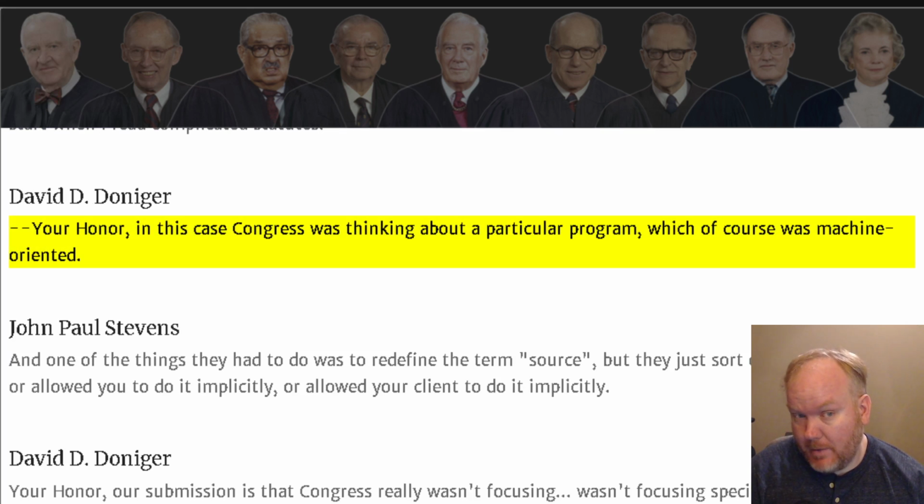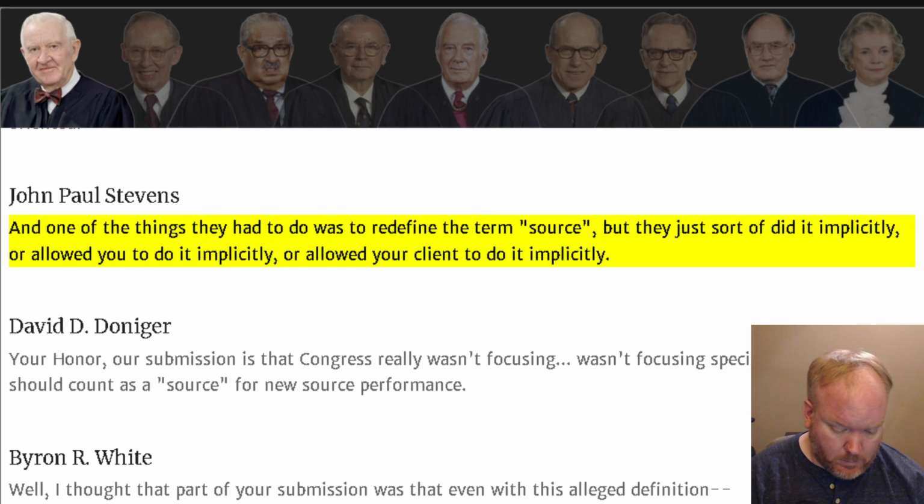Your Honor, in this complicated case, Congress was probably thinking about a particular program, which of course was machine-oriented. And one of the things they had to do was to redefine the term source, but they just sort of did it implicitly, or allowed your client to do it implicitly.